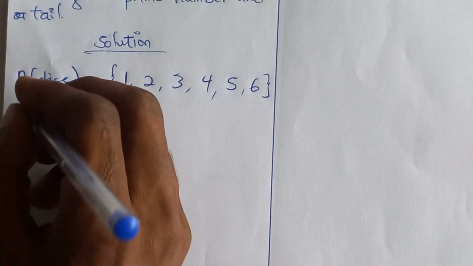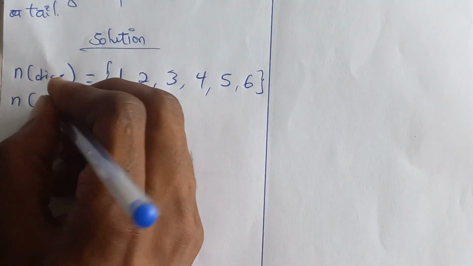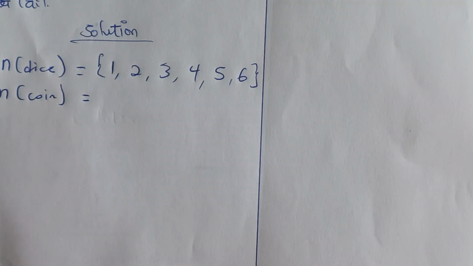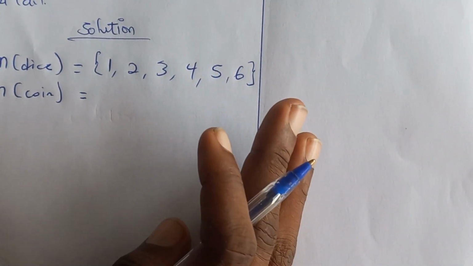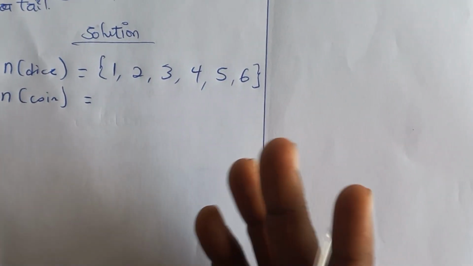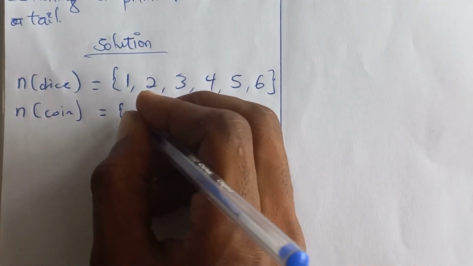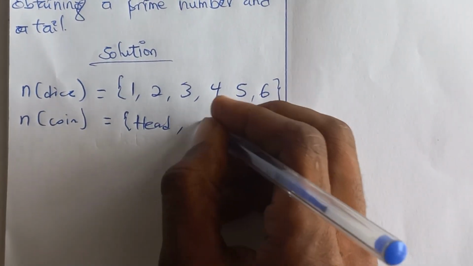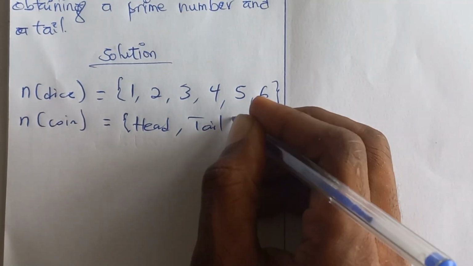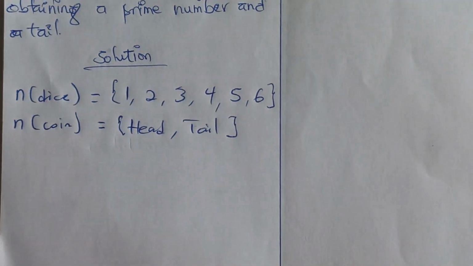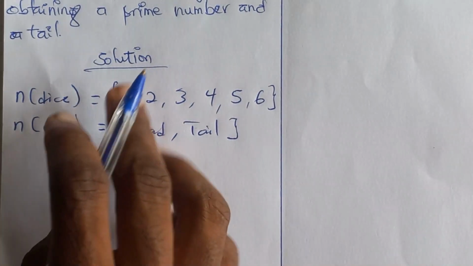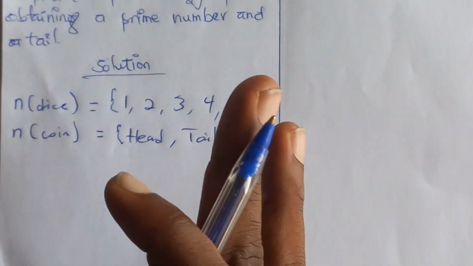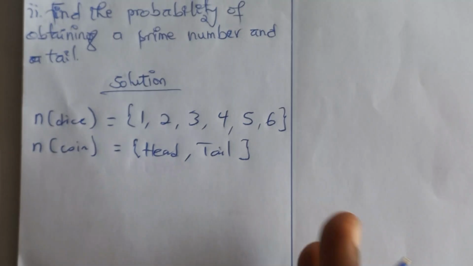Let's look at the coin. When you toss a coin, what will be the possible outcomes? We can get a head or a tail. So it has two possible outcomes. Okay, so this is what we are talking about. When they are thrown together, what will be the outcome?